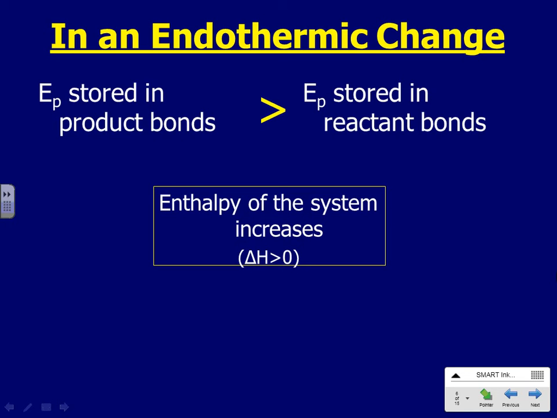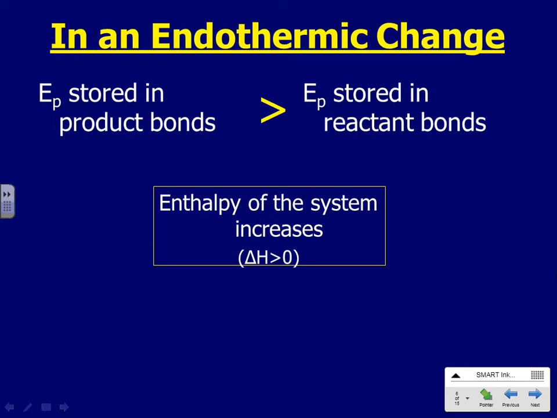So again, I'm stating the same thing as I just did, except the other one was graphically. If the EP stored in the product is greater than that of the reactants, it means I've put some energy in. The level of the potential energy bank account went up, then it is endothermic. Then we say the enthalpy of the system increases, the enthalpy went up, or the delta H is greater than 0, the positive value, that change.